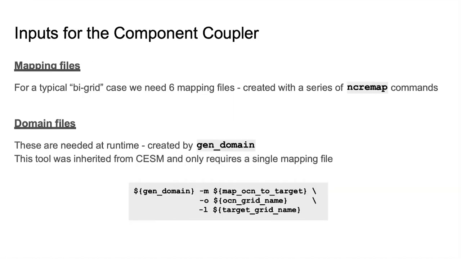Then you get into creating the inputs. For the component coupler, the main thing is you need mapping files, which for a typical bi-grid case where the atmosphere and land share a grid, you only need 6 mapping files, which is a simple series of NCremap commands. And then you need domain files, which are used at runtime. They're created with this gen domain tool that we inherited from CESM, which is a Fortran tool. But it's pretty simple. It only requires a single mapping file.